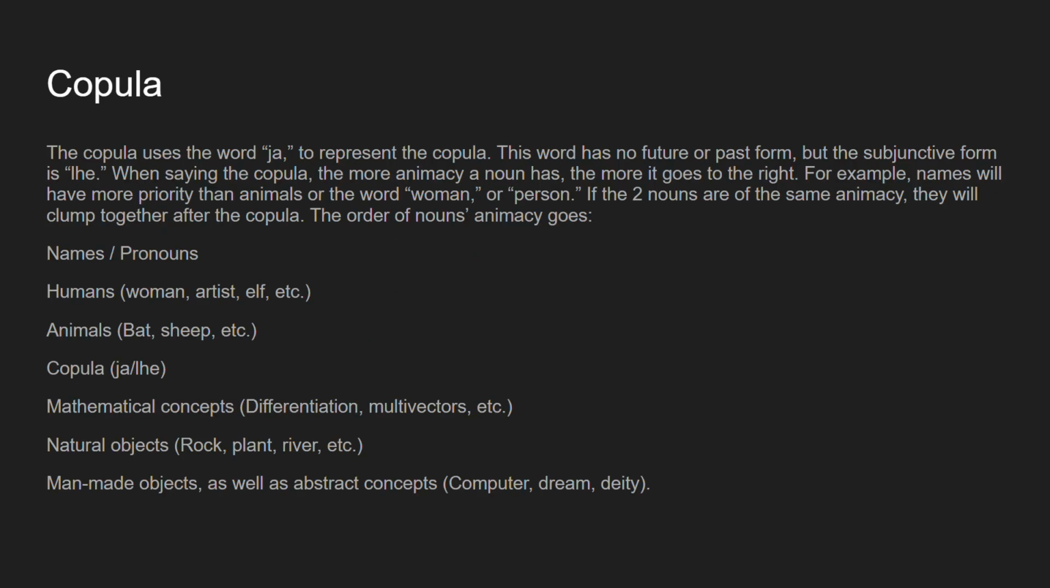The copula uses the word ya to represent the copula. The word has no future or past form, but the subjunctive form is hle. When saying the copula, the more animacy a noun has, the more it goes to the right. For example, names will have more priority than animals or the word woman or person. If the two nouns are of the same animacy, they will both clump together after the copula. The order of nouns by animacy goes as follows. So you have names/pronouns, then humans, like woman, artist, elf, animals like bat or sheep, copula, which is either going to be ya or se, mathematical concepts, differentiation, multivectors, etc., natural objects, rock, plant, river, etc., and man-made objects as well as abstract concepts such as computer, dream, or deity.